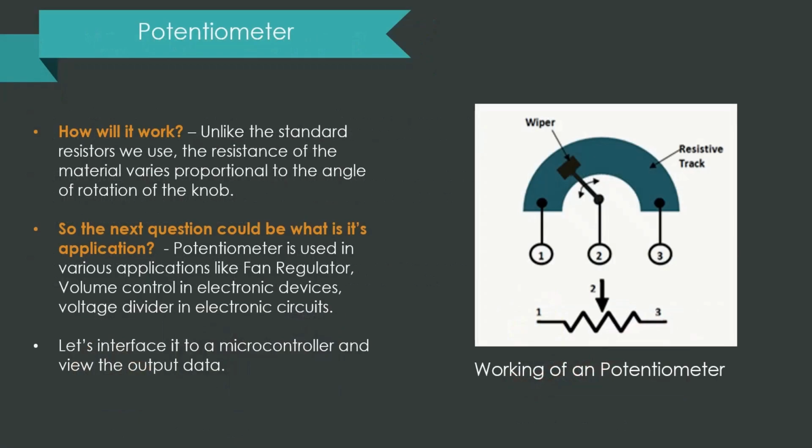Now how does it work? Unlike the standard resistors that we use, the resistance of the material varies proportional to the angle of rotation of the knob. Let's look into the diagram that we have in front of us right now. Based on the movement of the wiper in the resistive track, we get the output. Very simple. When the wiper is moved, the resistance automatically varies.